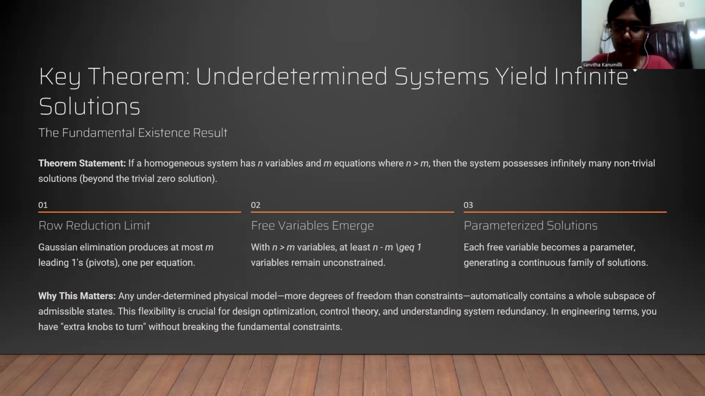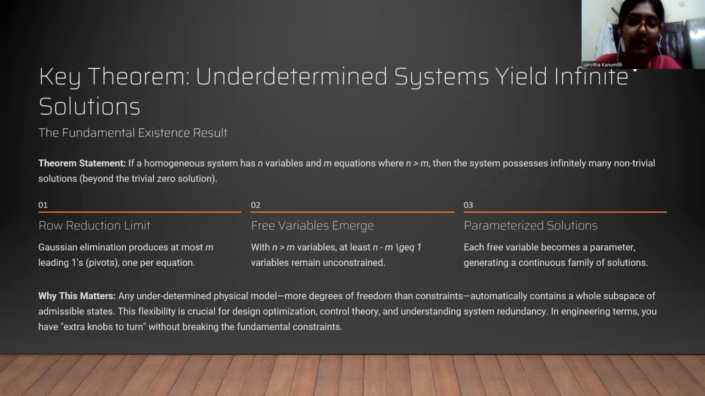Here we have three stages: row reduction limit, free variables emerge, and parameterized solutions. Coming to row reduction limit, Gaussian elimination produces at most m leading ones, one per equation. Coming to free variables emerge, with n greater than m variables, at least n minus m variables remain unconstrained. And the third one is parameterized solutions. Each free variable becomes a parameter, generating a continuous family of solutions.